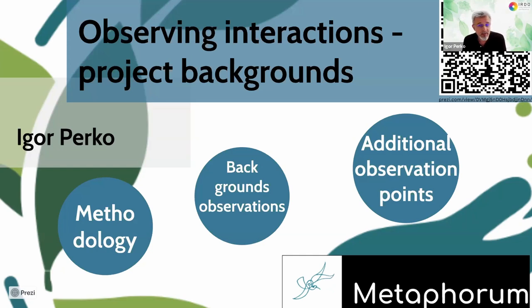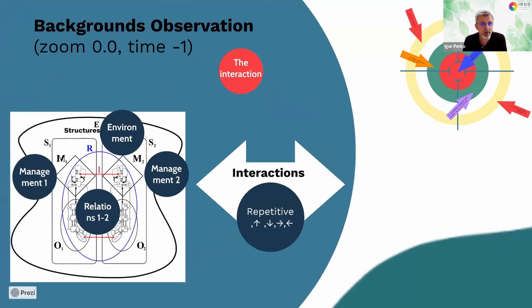Let's have an example of that. We will have a background observation, so we will just look at zoom 0.0, so let's look from far away, and time -1, which means we are looking at the start of the interaction. First we need to know what the interaction is all about. Which interaction are we observing?